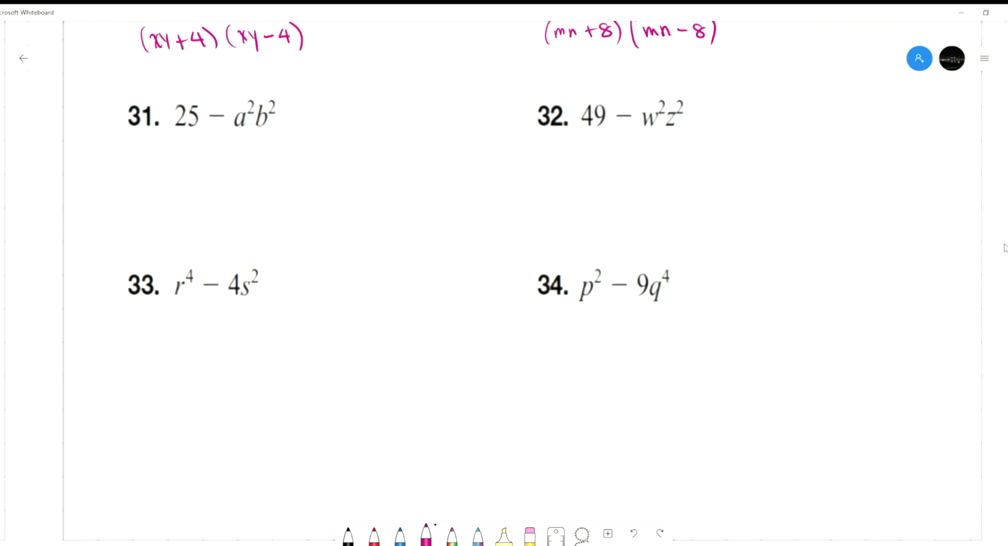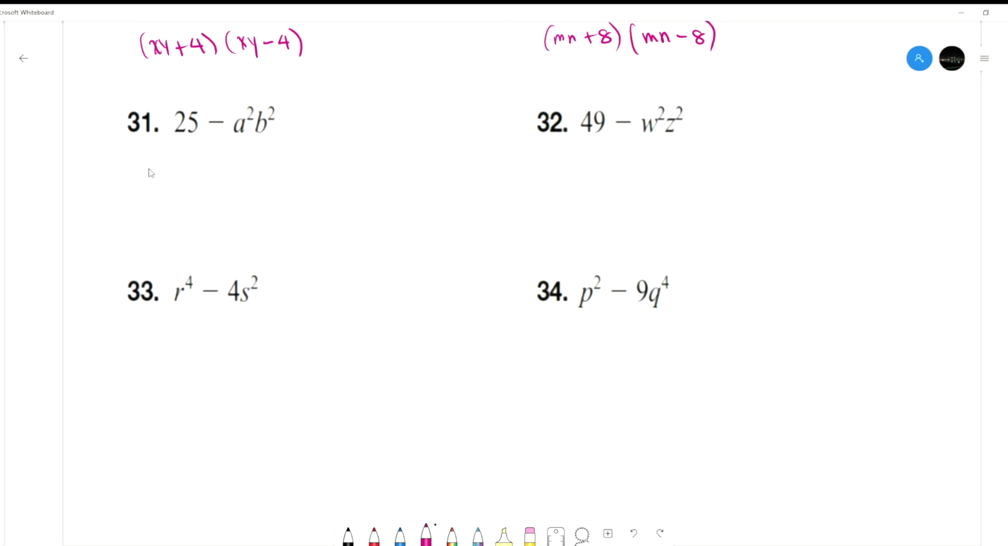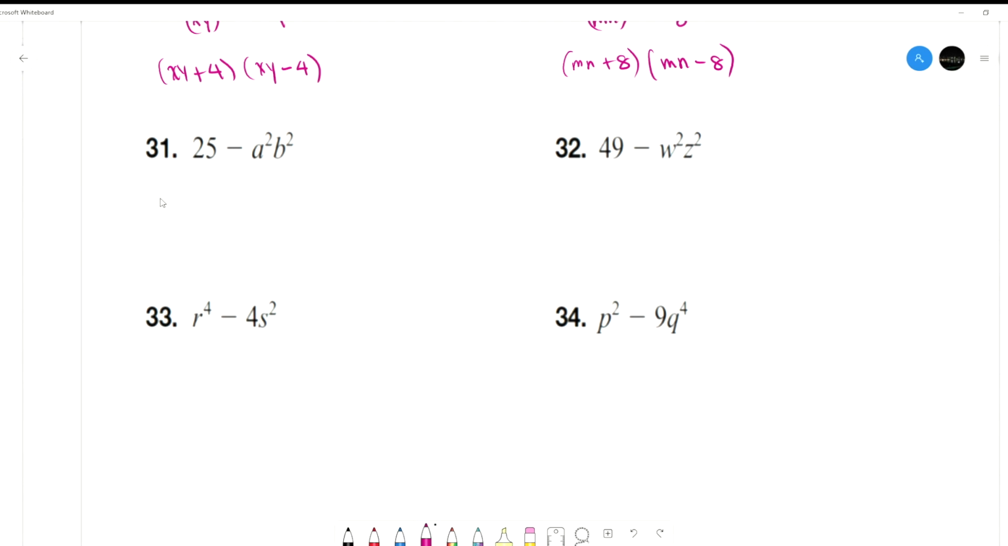Alright, last 4 problems. Actually the next 2, just the next 2, I want you to try them on your own and make sure you don't mix up the terms. The first one is the number minus the variables, okay? So 31 and 32, give them a try, and we'll go over 33 and 34 together.